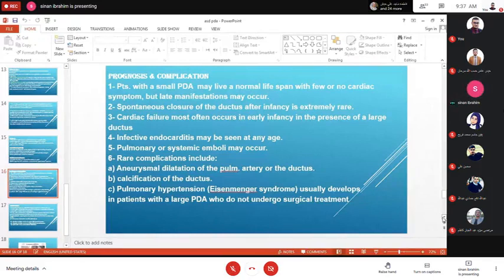Waiting in the first 6 months for it to close spontaneously. If the PDA closes spontaneously, there is no need for the operation, so we defer the operation until the end of the first year of life. This is for the asymptomatic patient, not affecting the patient's life, symptoms, or the heart. If it is symptomatic, usually we try to close it as early as we can.